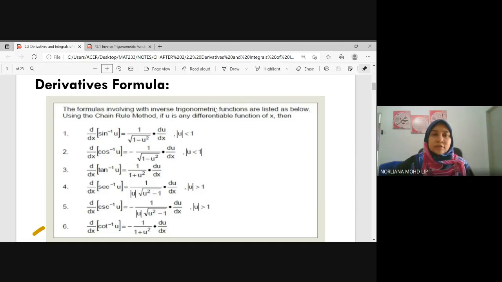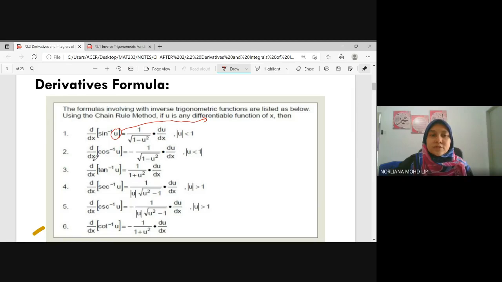Using the chain rule method, if u is any differentiable function of x, then the differentiation of sine inverse u equals 1 over square root 1 minus u square times du over dx, where u is any differentiable function. Now we must multiply with du over dx.